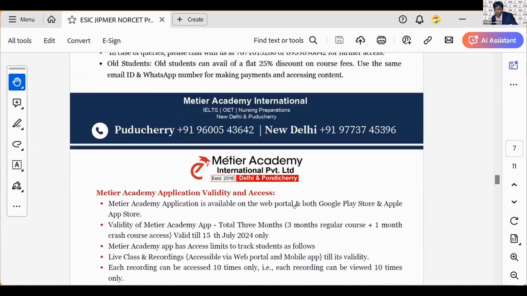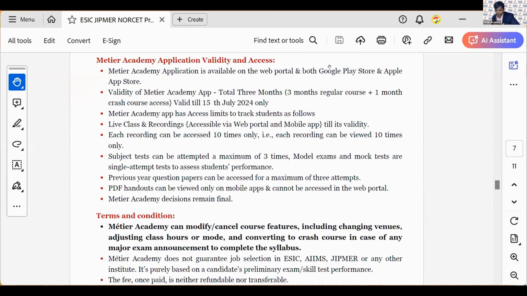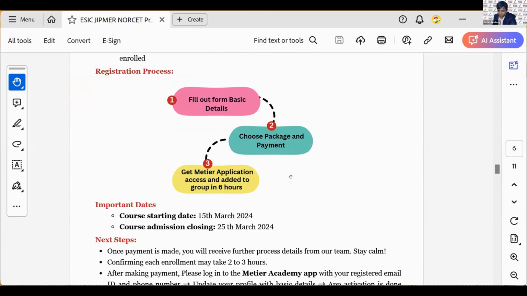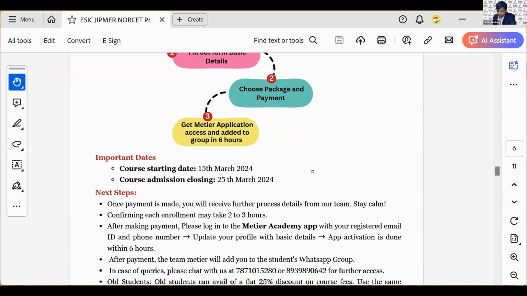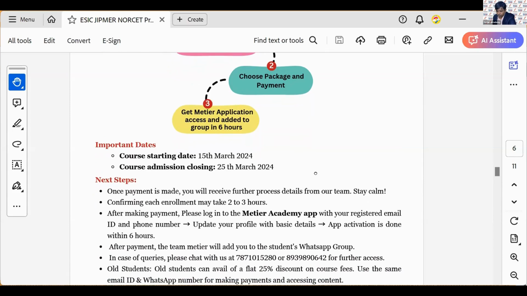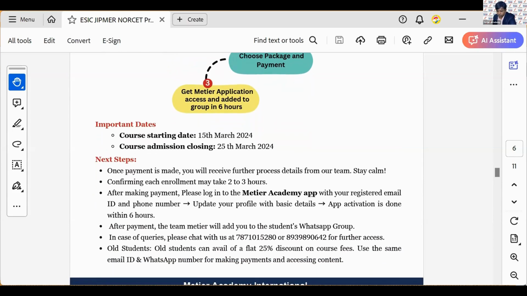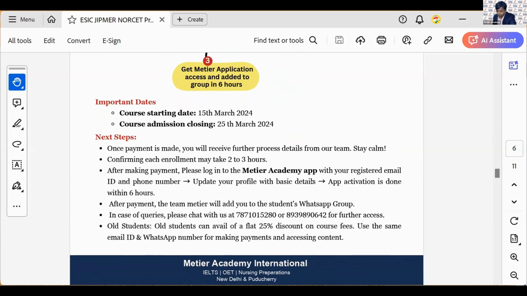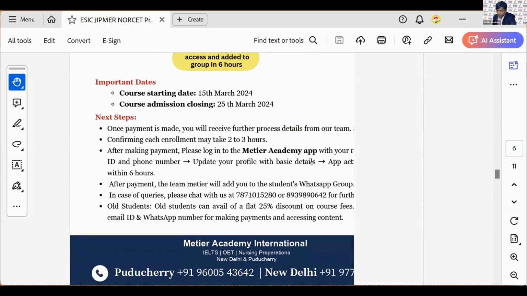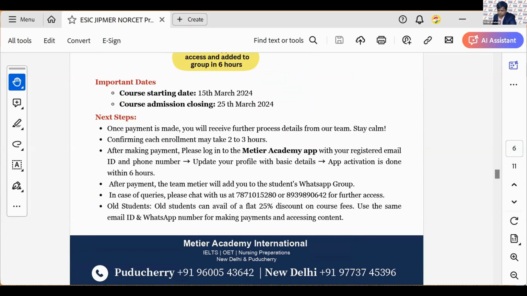Today's session: how to register? Registration we have given here clearly. Fill out the form and enroll with your proper details. Check the payment detail and you get app access within 6 hours. You can go with the installment also, no issues. Download the Metier Academy app from the Play Store, if you haven't downloaded it. That is the best first thing, because all the classes will be in the app only.